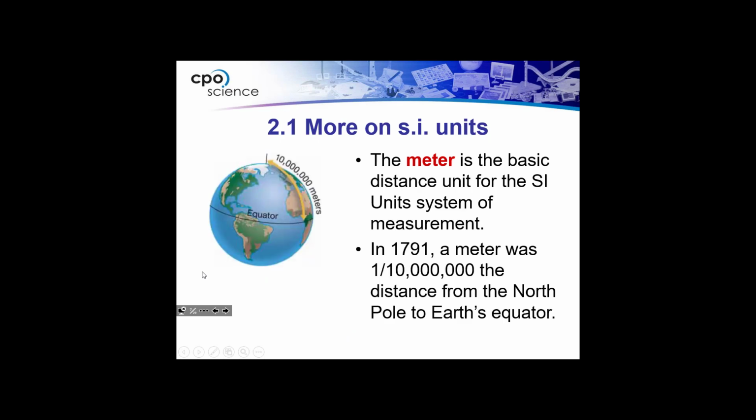All right, meters are the basic unit for distance. In 1971, a meter was 1 ten-millionth of the distance from the North Pole to the equator. Today, a meter is defined more accurately using the speed of light. Because the speed of light never changes, we use that now as opposed to one ten-millionth of the distance from the North Pole to the equator.